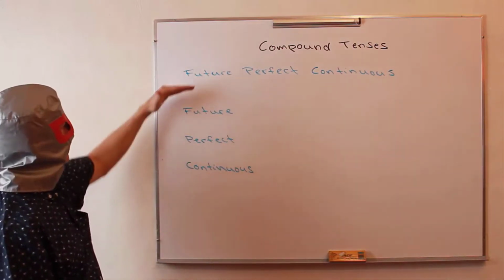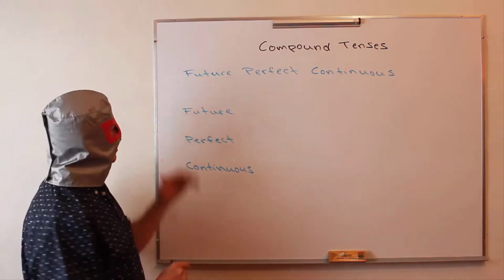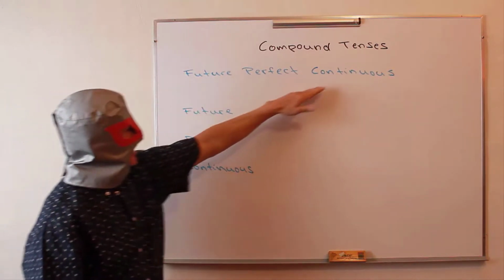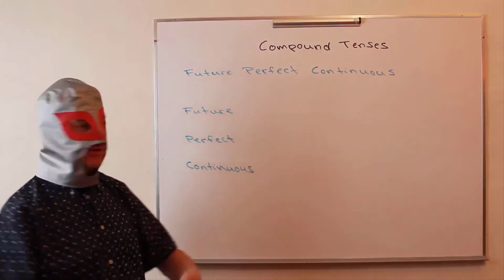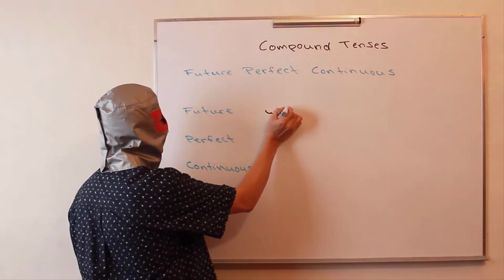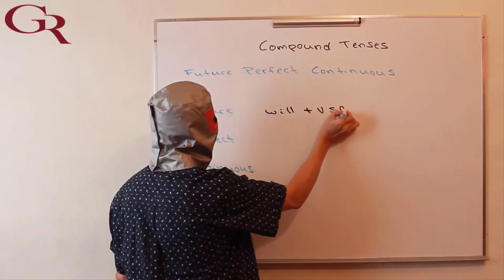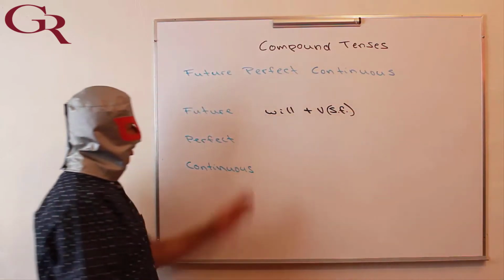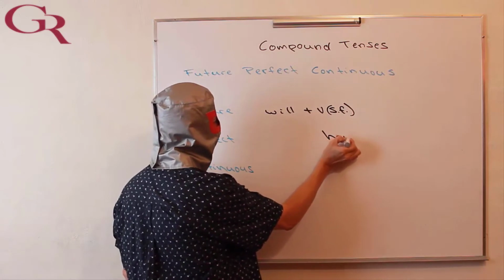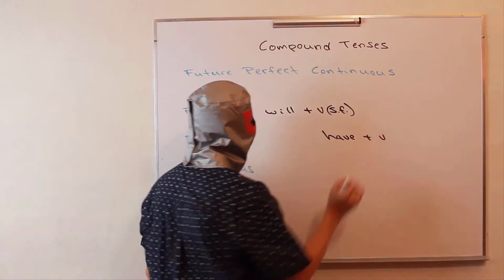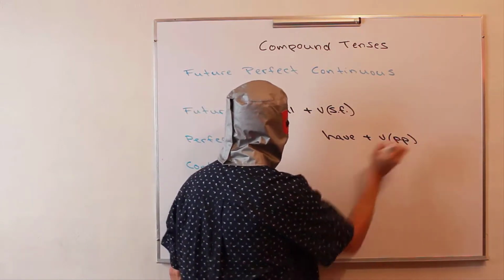So what I'm going to do here is use future as a simple structure, simple tense, perfect, and also continuous. Now, what do I need for a simple future tense? I need my auxiliary will, and I need a verb, and that verb has to be in simple form. What do I need for a perfect tense? I need my auxiliary have, and I need a verb. And this time the verb is going to be in past participle.